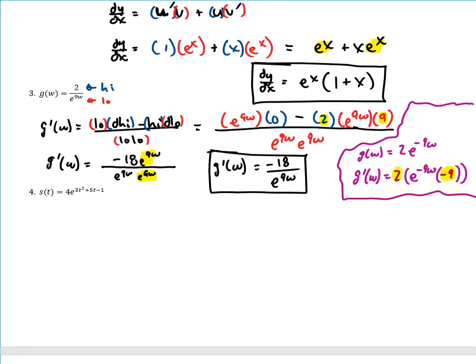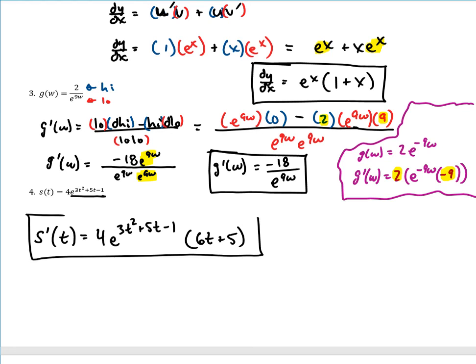So our s of t equals 4e to the 3t squared plus 5t minus 1. All right, so in this problem, again, I'm going to do it in words. S prime of t is equal to, well, the 4 is just hanging out. And then the derivative of your e expression, e to the power, is the e to the power. So I'm going to copy that exactly. So e to the 3t squared plus 5t minus 1. And then I just think also times it by the derivative of the power. So 6t, so I can see it's just power rule. So 6t plus 5. And then that's it. We're done. Okay, so you can box that up.